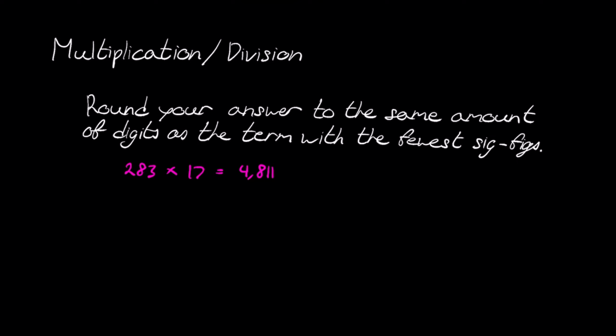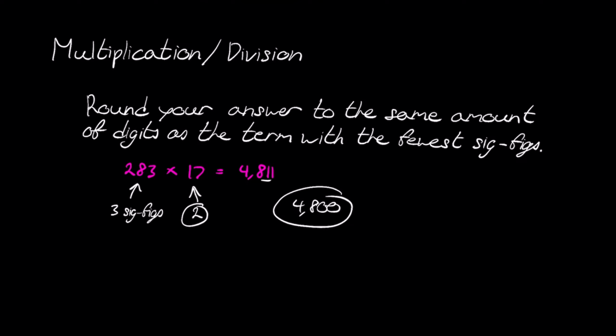But we're looking for the correct number of sig-figs, and to do that, we need to look at the numbers in the equation, and how many sig-figs each of them has. 283 has 3 sig-figs, and 17 only has 2. So our answer needs to be written with 2 sig-figs. So we take the 4 and the 8, and then look at the number next to the 8 to see whether we keep it as 8 or make it 9. And since it's less than 5, we keep it as 8. So the correct answer in terms of sig-figs is 4,800.